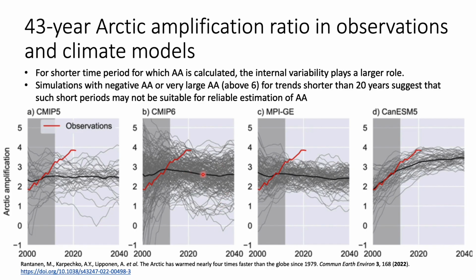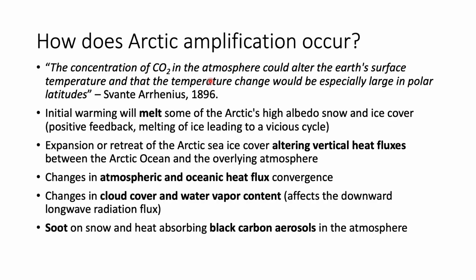So based on all these things, it was observed that there is invariably higher temperature in the Arctic region, and this higher temperature is called the Arctic amplification. So how does the Arctic amplification occur? The concentration of CO2 in the atmosphere could alter the Earth's surface temperature, and that temperature change would be especially larger in the polar latitudes. This was given by Arrhenius in 1896.